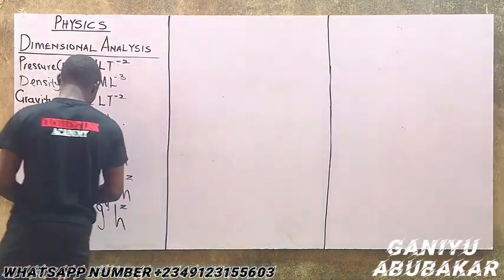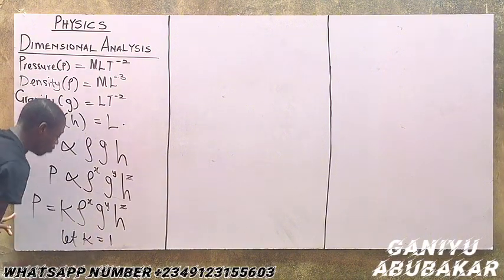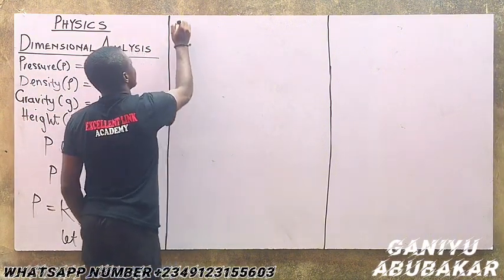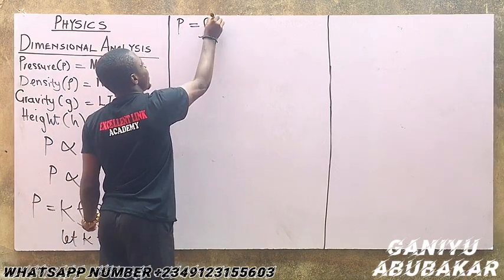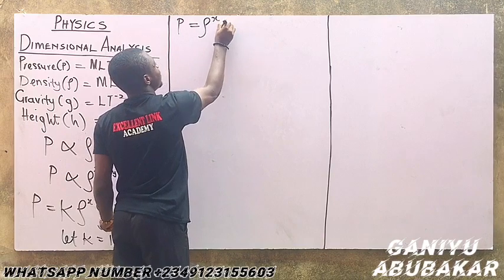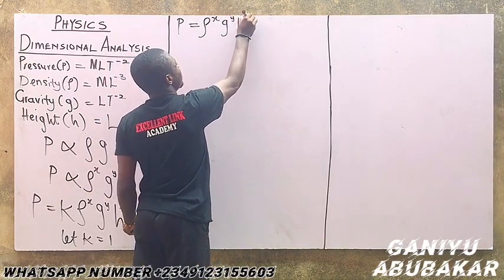So at this point, let k be equal to 1. If k is 1, it means that pressure P is equal to density to the power x. Next up, gravity to the power y. Next up, h to the power z.